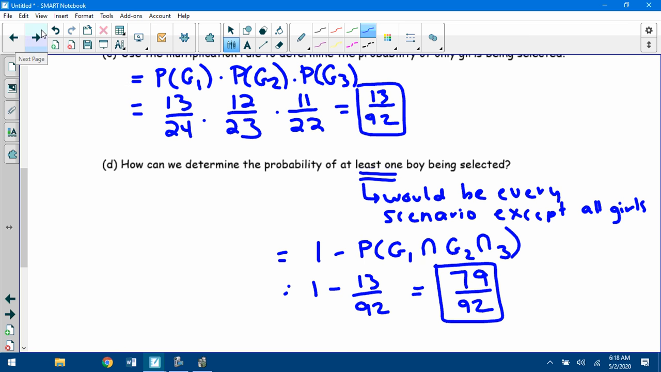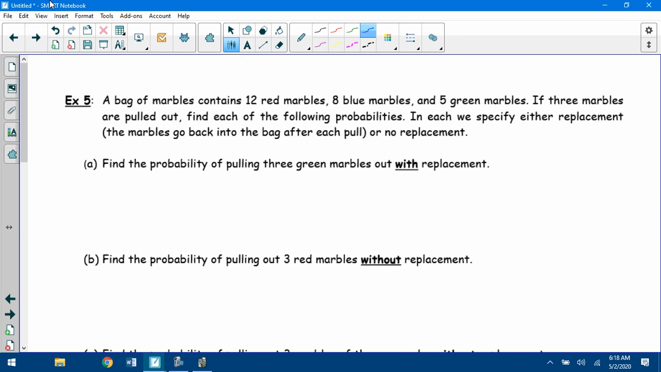All right, last page. A bag of marbles contains 12 red, 8 blue, and 5 green. If 3 marbles are pulled out, find each of the following probabilities. In each, we're going to specify either with replacement, meaning you take a marble out and you put it right back, or without replacement.